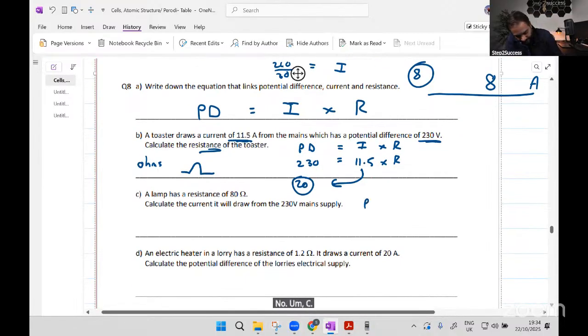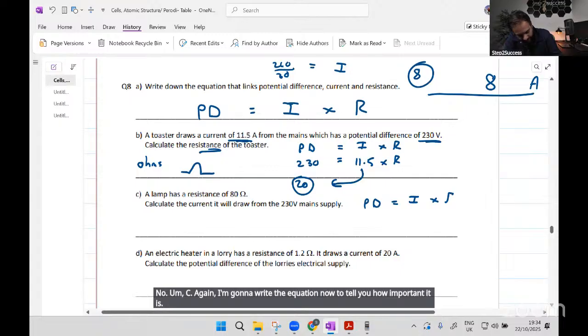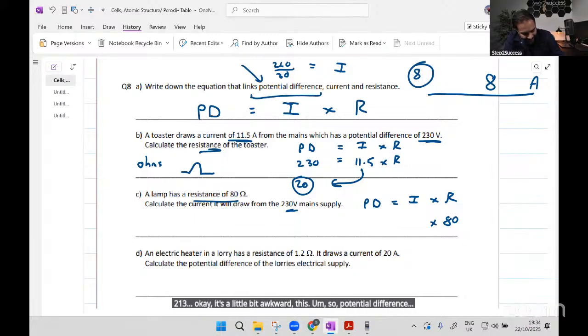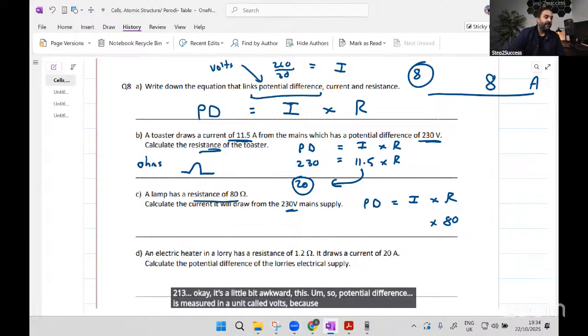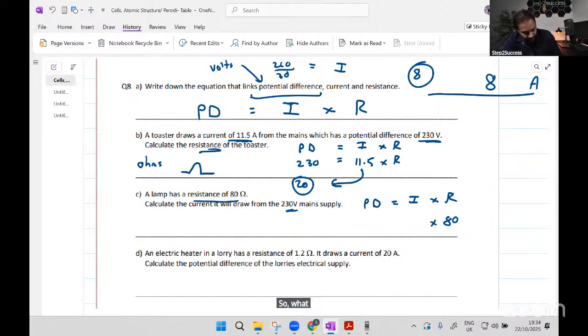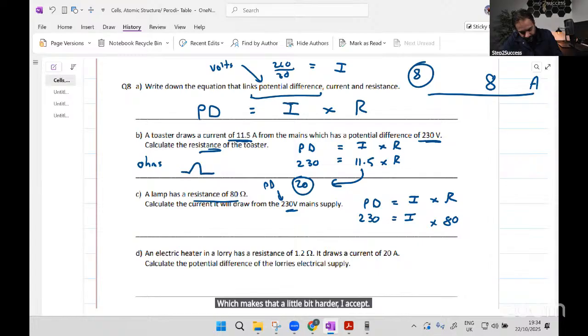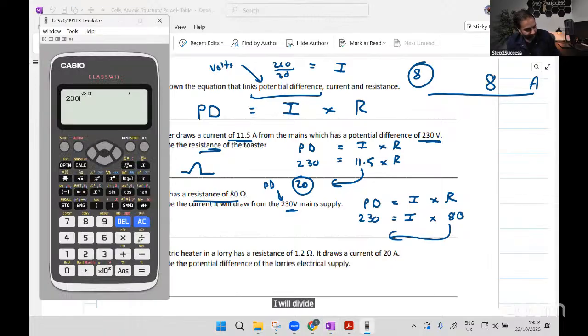C, again, I'm going to write the equation down to tell you how important it is. Okay, a lamp has a resistance of 80, so put 80 where the R is. 230, okay, it's a little bit awkward this. So potential difference is measured in a unit called volts, because it's actually the same as something called voltage. So what they're telling you without explicitly saying it is that this is the potential difference in this question, which makes that a little bit harder, I accept. And so if I want to work out what the current is, I will divide 230 by 80 and get 2.875.